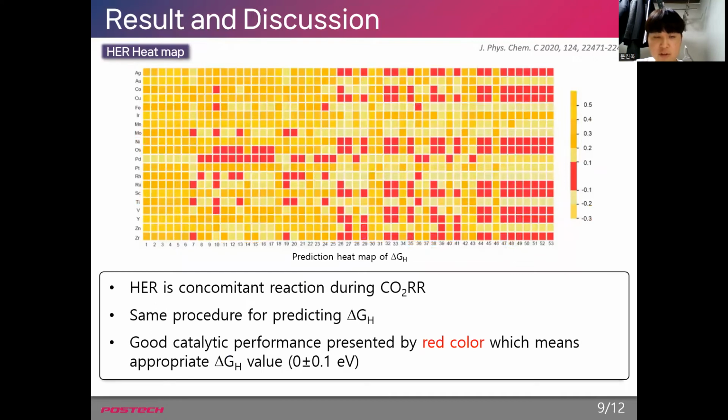However, we should consider not only CO2RR but also HER. Similar to CO2RR, the target feature of HER is delta GH. Therefore, similar to the previous method, we create the heat map of delta GH. Through previous studies, it can be seen that a delta GH value of minus 0.1 to 0.1 electron volt is the most appropriate. Therefore, it can be predicted that the catalysts corresponding to the part shaded in red in the figure above will have good performance for HER.